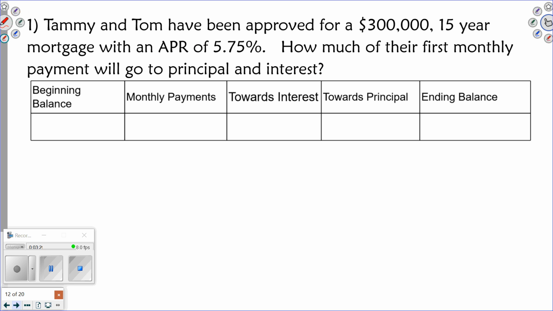Tammy and Tom have been approved for a $300,000 15-year mortgage with an APR of 5.75%. How much of their first monthly payment will go to principal and interest?